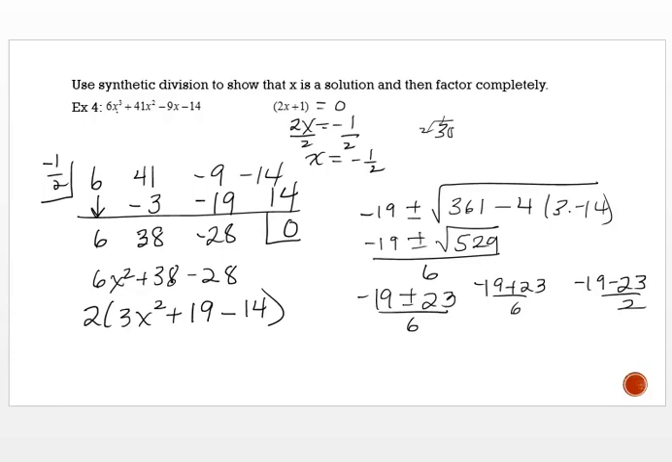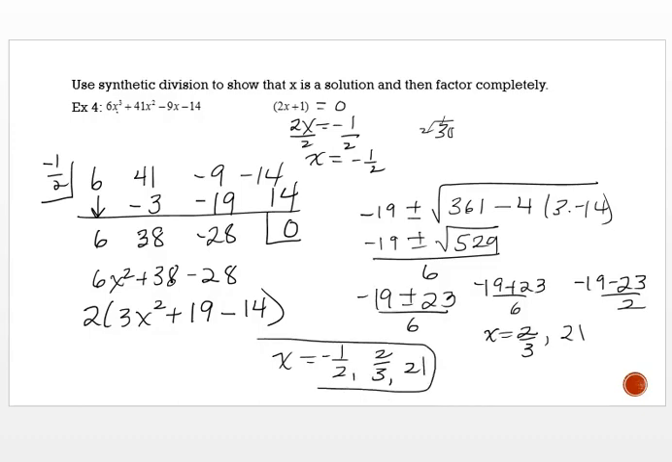So that gives 4 over 6, which is 2 over 3. So my roots are a negative 1/2, 2/3, and a positive 21. That's a crazy one. Oh, that'd be negative 21, sorry.